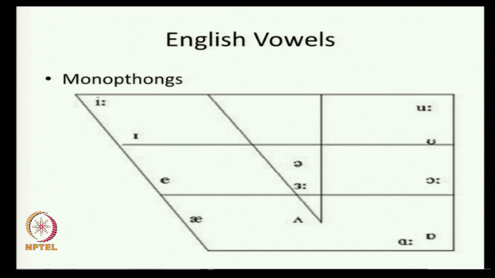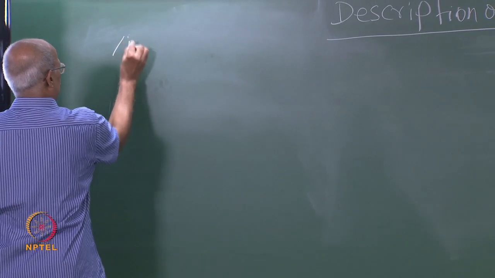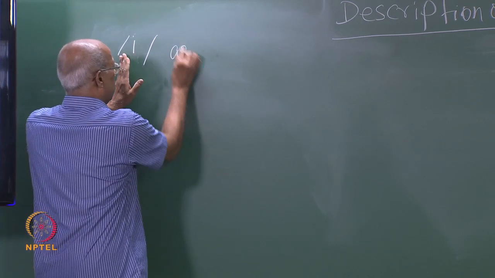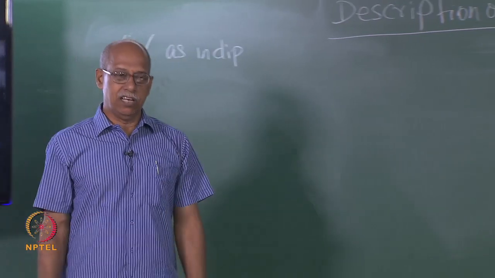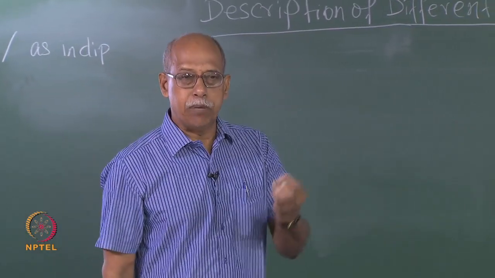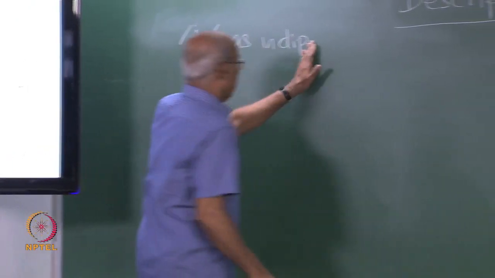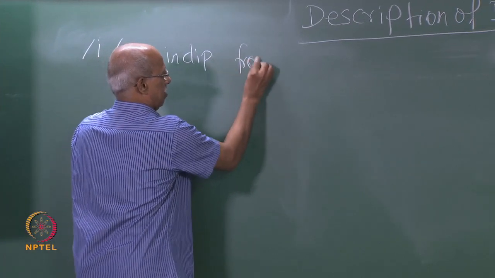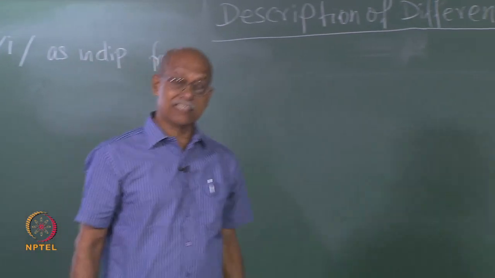How do you describe it? This is E as in, no length marker here. You just say as in dip or as in till, as in pin, as in bin, as in din, D-I-N. Okay, now is it front or back? Front, obviously. Close or open? Close. Is it as close as the earlier sound?